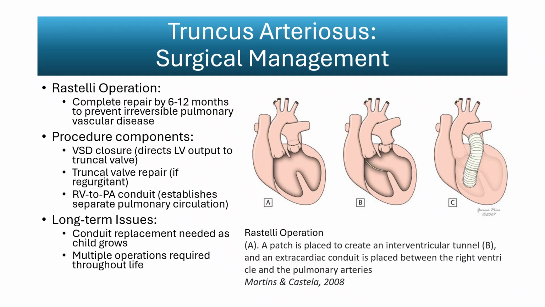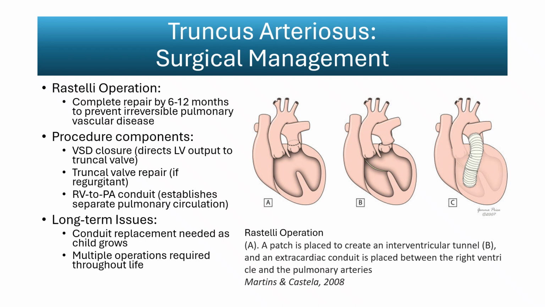The procedure has 3 key components. The ventricular septal defect is closed so that the left ventricle ejects solely into the truncal root, establishing systemic output. If the truncal valve is regurgitant, it is repaired at the same time to restore competence and reduce wide pulse pressures. Finally, a conduit is placed from the right ventricle to the pulmonary arteries, creating a separate low-pressure pulmonary circuit. This separates systemic and pulmonary circulations for the first time.